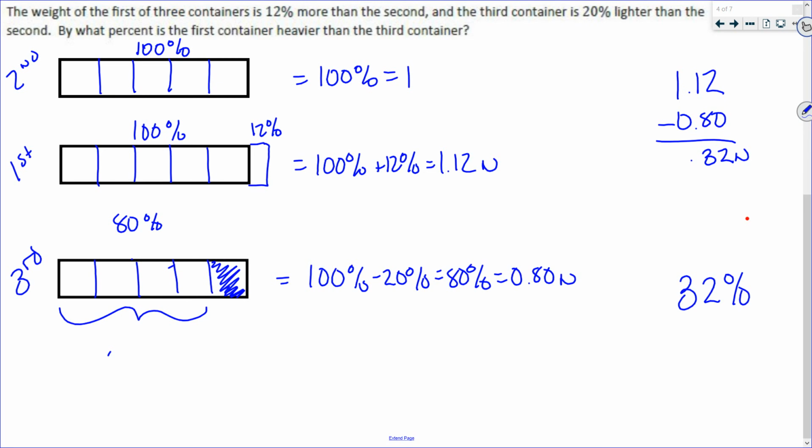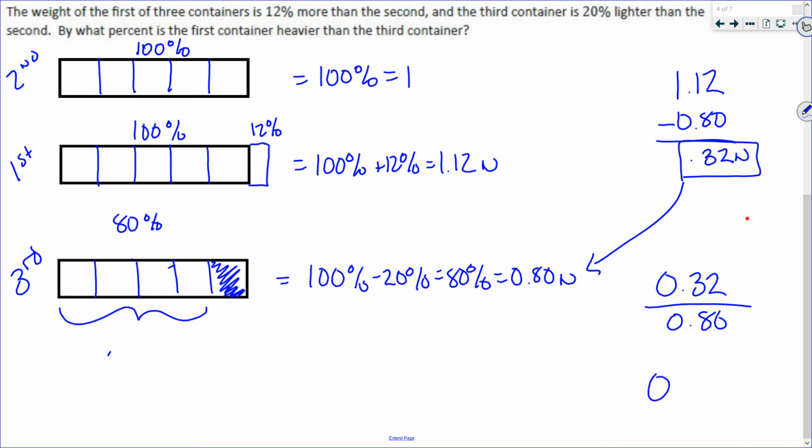Oh, so we're not done. My bad. We're actually not done because the first container is not 32% heavier. Okay? You got to recall that the weight of the third container is 0.8 n. So this actually becomes a division problem next. Okay? So we're actually taking this information here and we're dividing it by this information here. So 0.32 divided by 0.80 actually gives you an answer of 0.4. So that means that comparatively, the first container is 40% heavier than the third container.